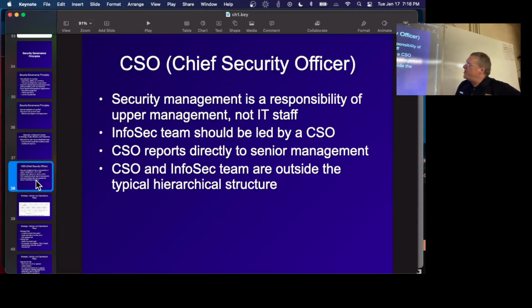So the chief security officer is the person that runs the information security team. And this is an upper management position. It has to be. This is the thing you'll see over and over again in the CISSP training. If you want to implement a security program, you must have buy-in from top management up in the C-suite. This is a very common mistake.